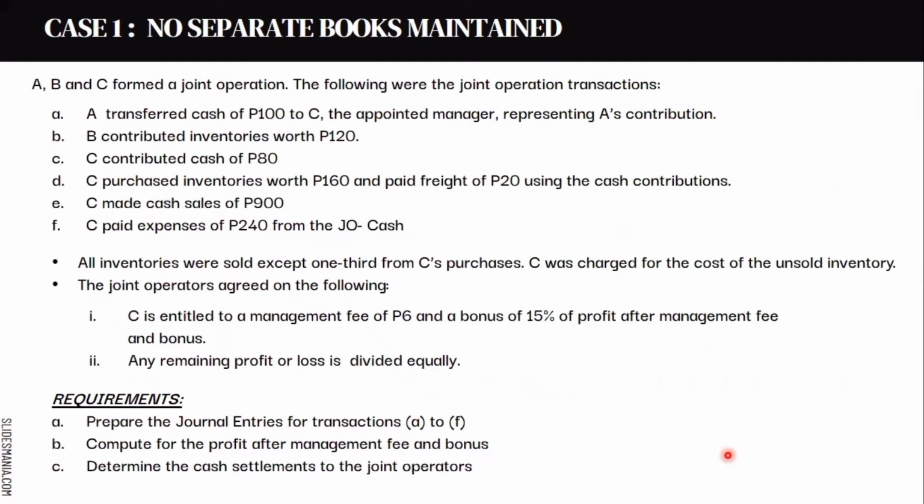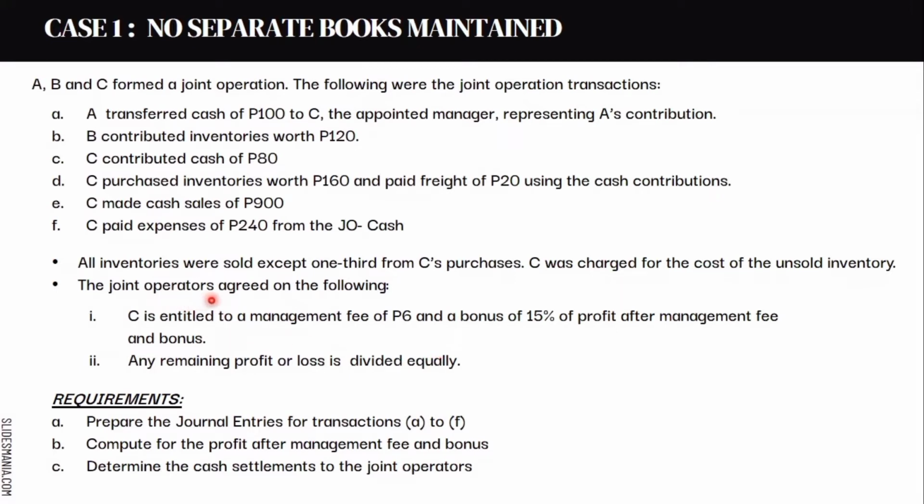So, case number 1 tayo. No separate books maintained. A, B, and C form a joint operation. The following were the joint operation transactions. So, A to F po yan. Mamaya ko na babasahin yan pag gagawa na tayo ng journal entries. So, dito na agad tayo sa additional information. So, first, all inventories were sold except 1/3 daw from C's purchases. And C was charged for the cost of the unsold inventory.